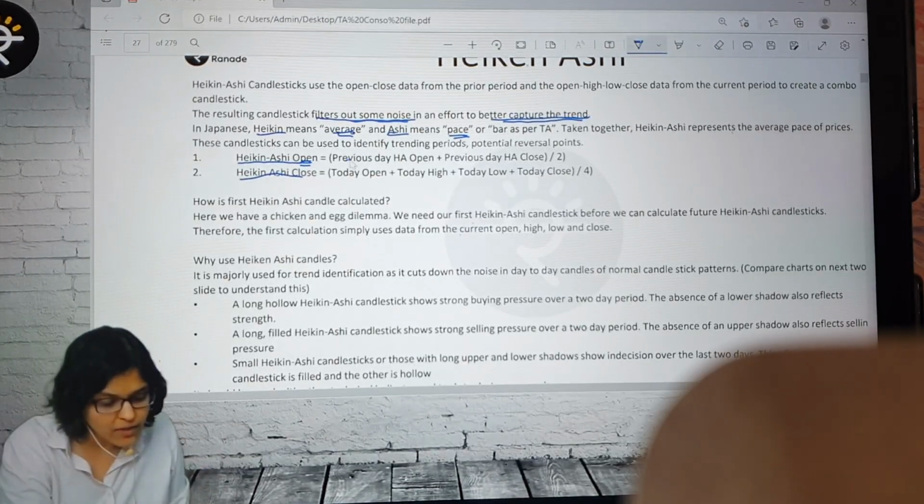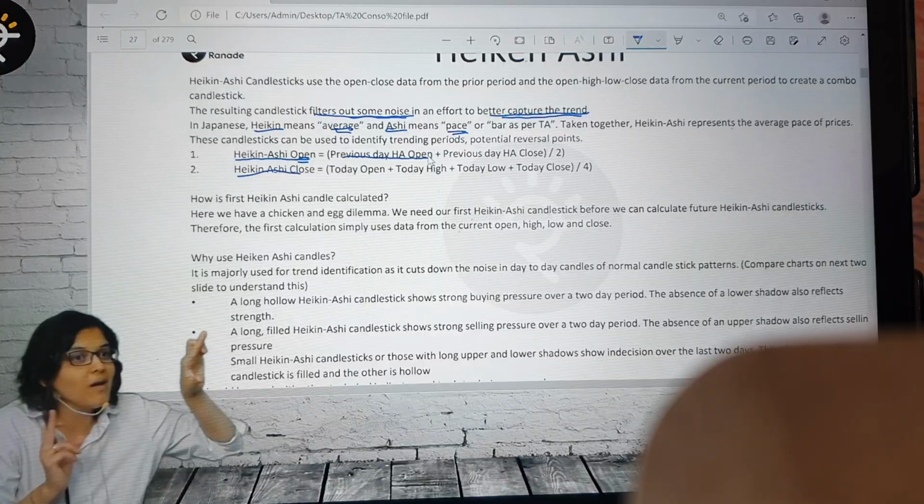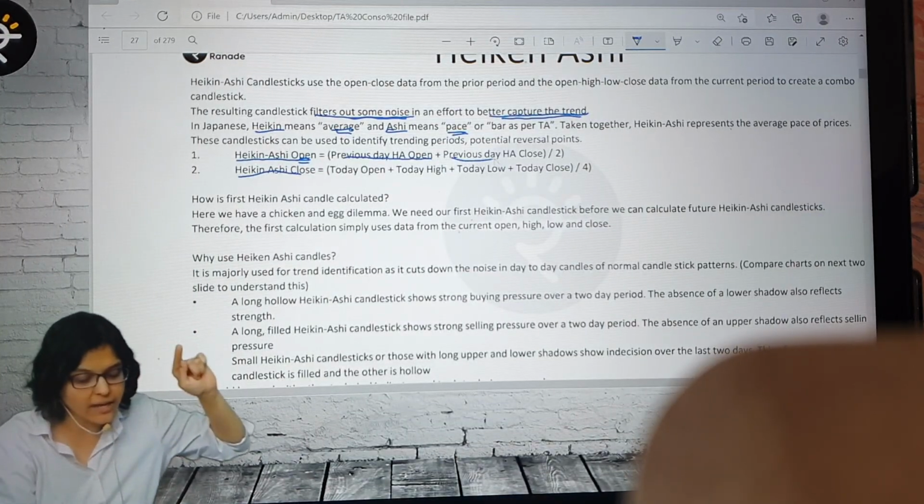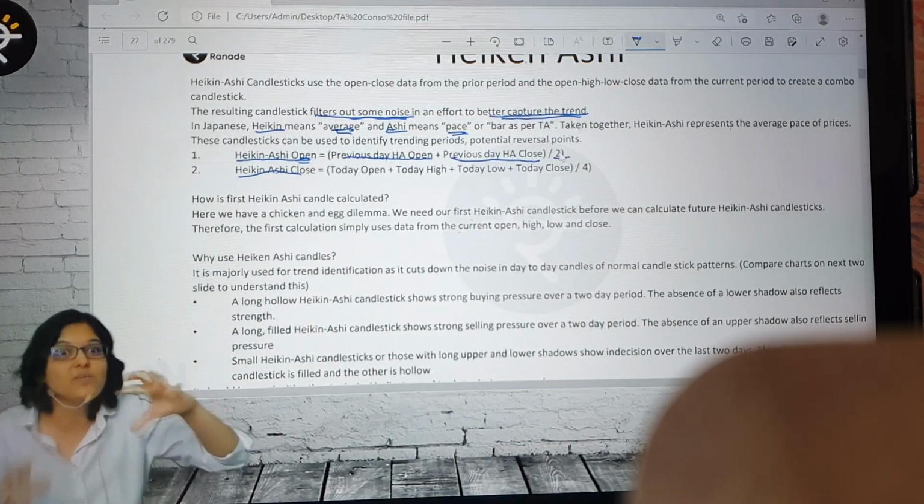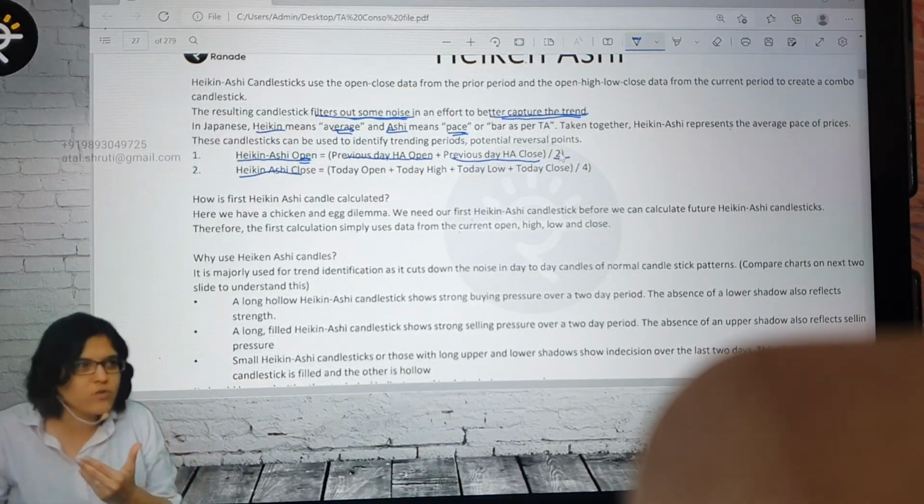How will it be calculated mathematically? It is the previous day's Heikin Ashi open, not the normal candle open, plus the previous day's Heikin Ashi close, divided by 2. They're taking an average, and that is why they're smoothing out the data. Do you need to calculate it every day? No, the software is going to do that for you.